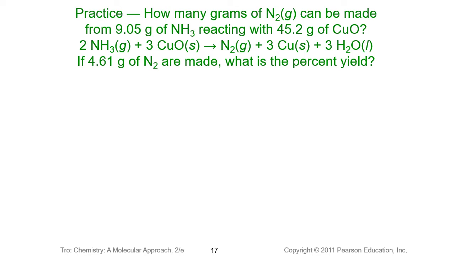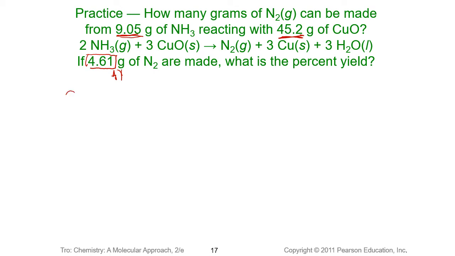Your turn. See if you can figure out how many grams of nitrogen and the percent yield of nitrogen using the information from the following reaction. So when I look at this problem, I notice that I have amounts of both of the reactants. This tells me that I'm going to have to figure out which one gets used up first. I also notice that I have an amount of the product, which tells me that this is my actual yield.